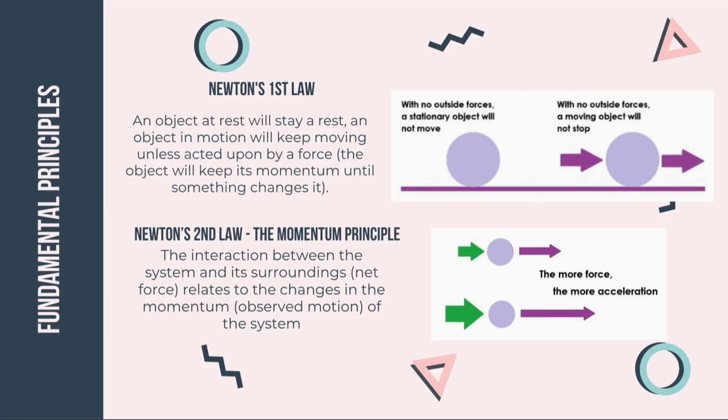So here are some fundamental principles. First is Newton's first law. Newton's first law states that an object at rest will stay at rest, and an object in motion will keep moving unless acted upon by a force. And then Newton's second law, also known as the momentum principle, is the interaction between the system and its surroundings, and it is related to the change in momentum of the subject.